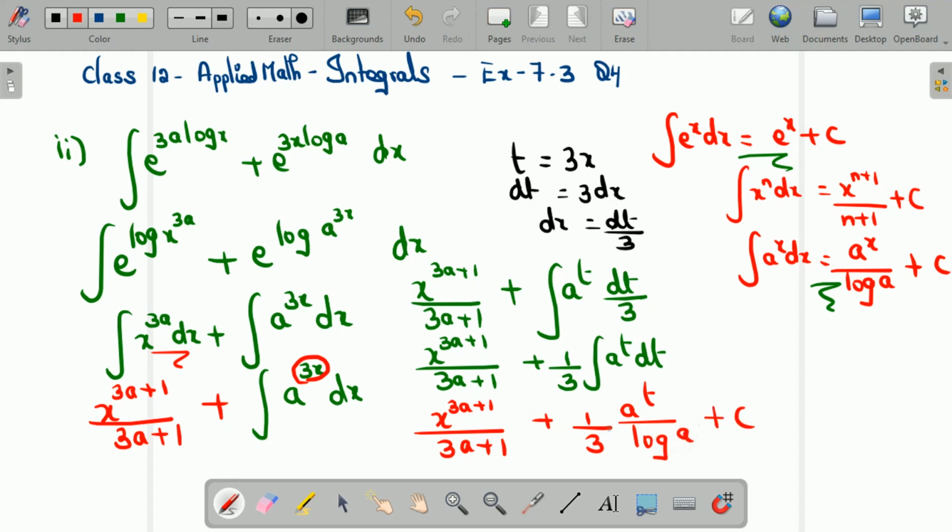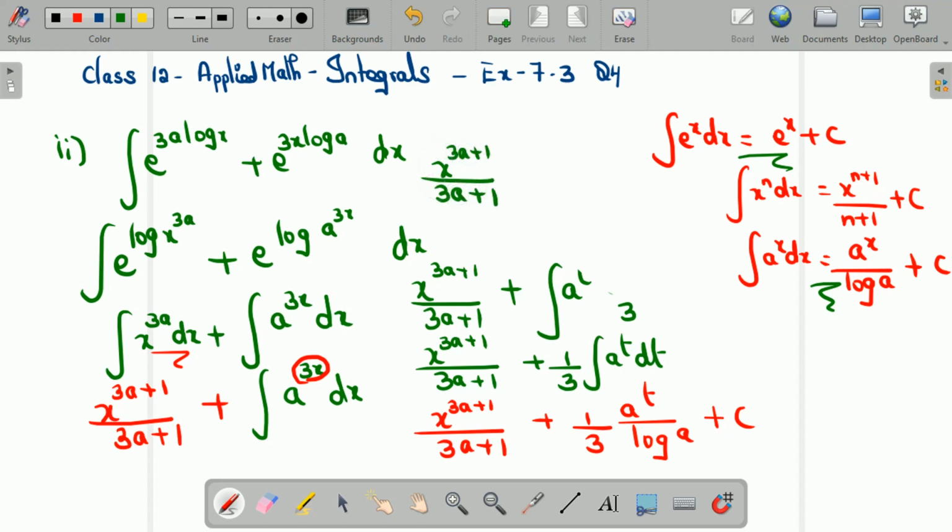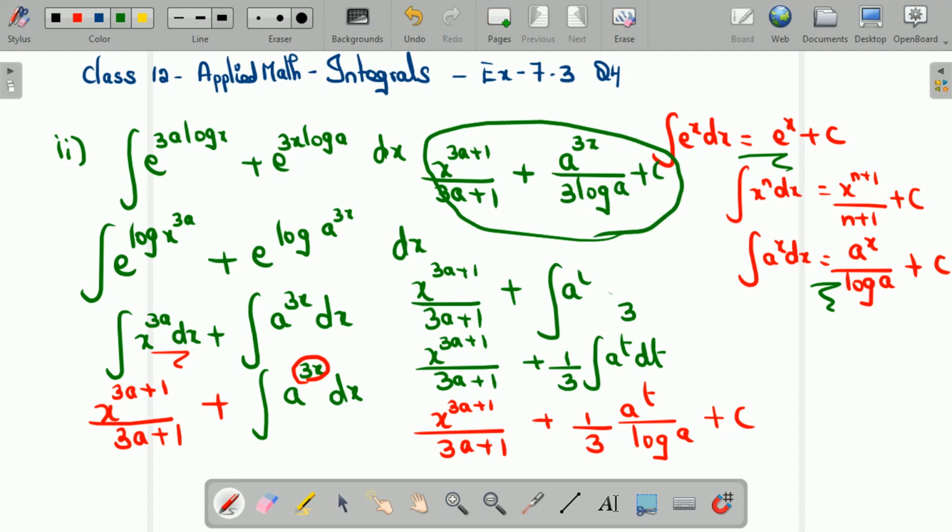We cannot leave the answer in t, so in the next step we can simply rewrite the final answer as x power 3a plus 1, the whole thing divided by 3a plus 1 plus a to the power 3x divided by 3 log a plus c. So this will be the final answer for the integration.